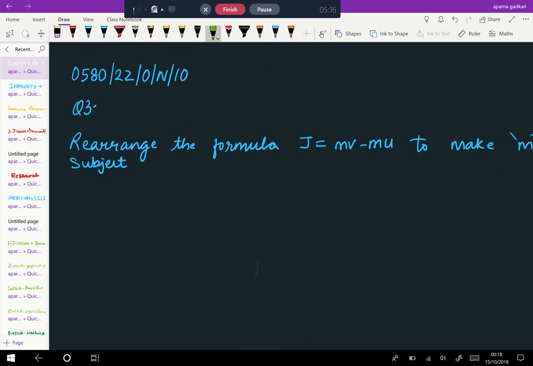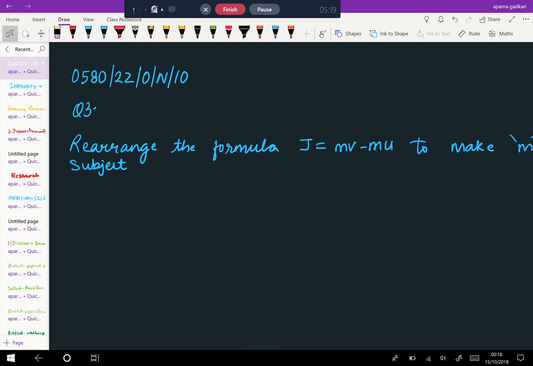Now, next question. It has been taken from October-November 2010, paper 2-2. That's question number 3. And the question given to us is J equals MV minus MU. And you need to make M as your subject. Well, this is very simple. J equals, take M out common. So V minus U. Next thing I told you, you need to make M your subject, meaning you need to leave this M alone and push everything that is stuck to this M on the other side.